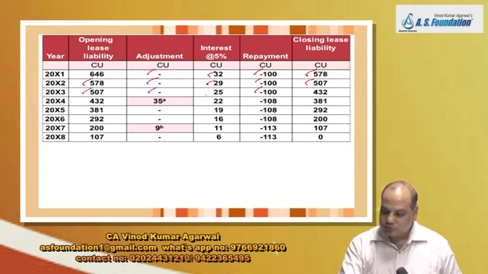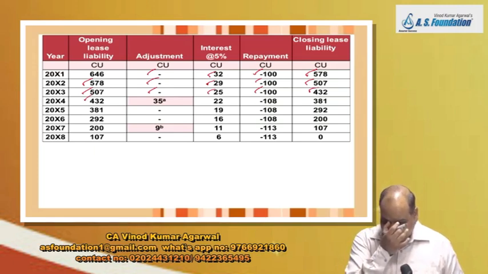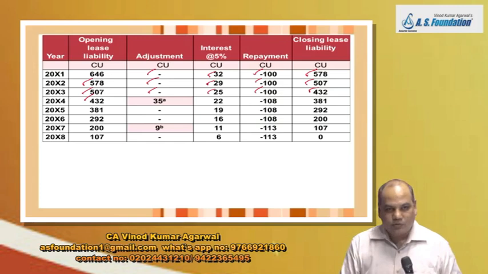507. Then 25 will be the interest, rounded off. Minus 100, 432. Now 432 is my carrying amount. Is it right?